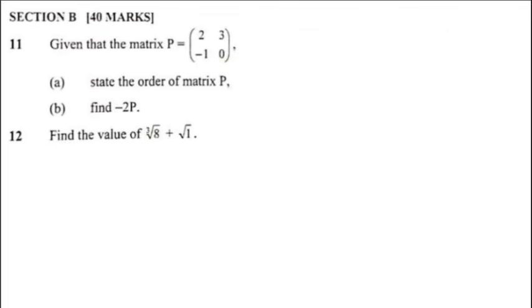This is a simple question. What you need to do is count the number of rows and the number of columns. As you can see, we have got 2 rows and 2 columns. So the order of this matrix is 2 by 2.